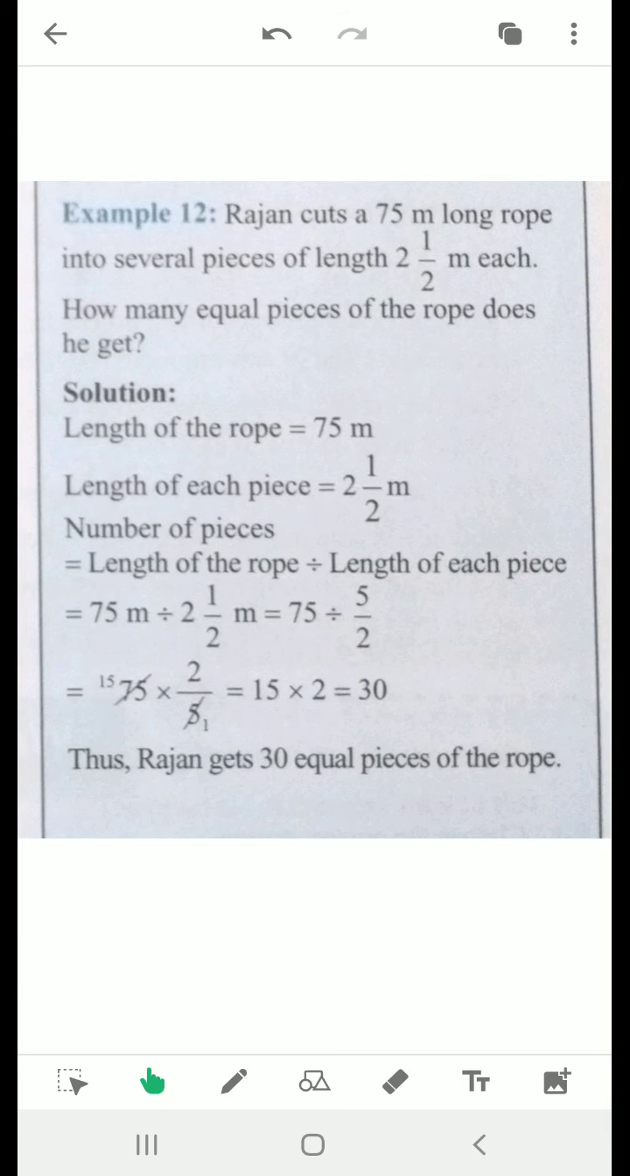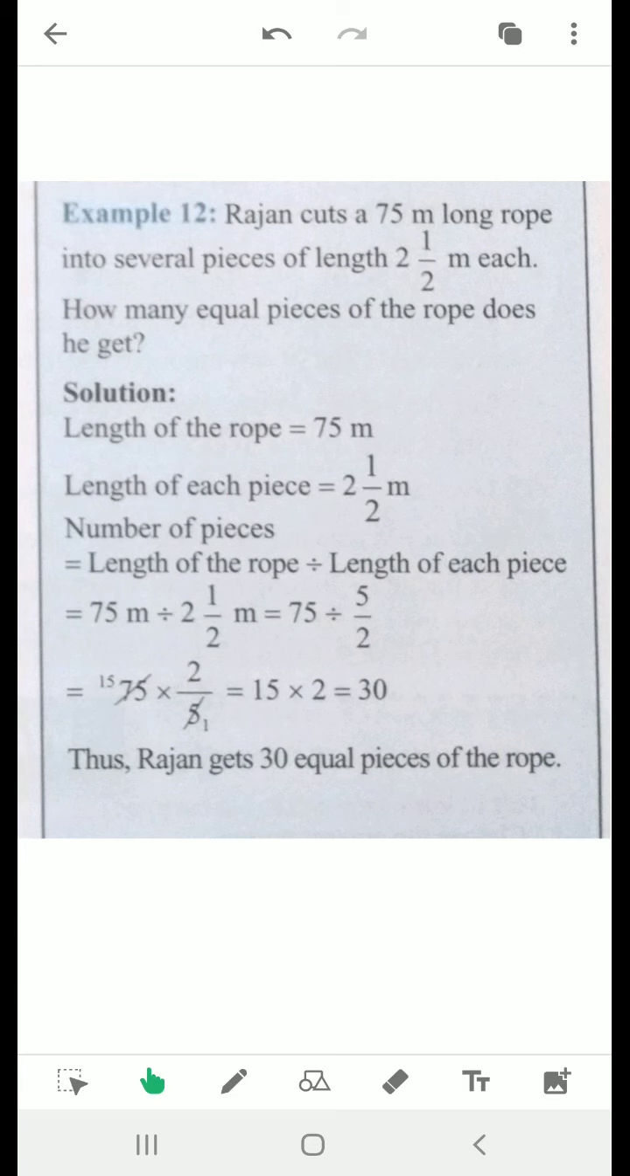The next, Rajan cuts a 75-meter long rope into several pieces of length 2.5 meter each. He had that much big rope, 75 meter, and he made pieces of 2.5 meters.